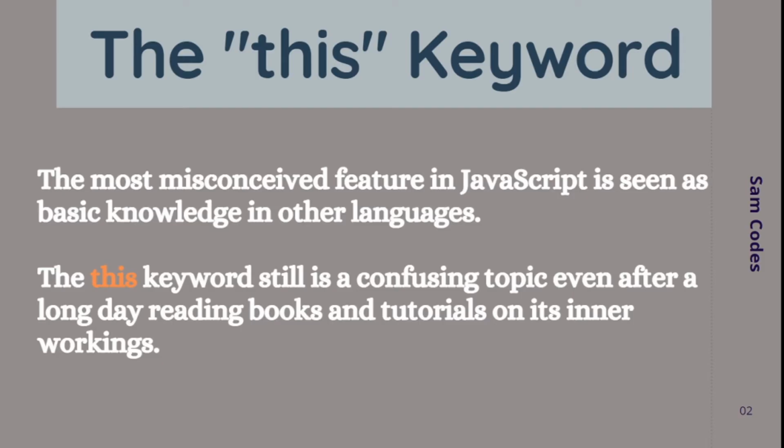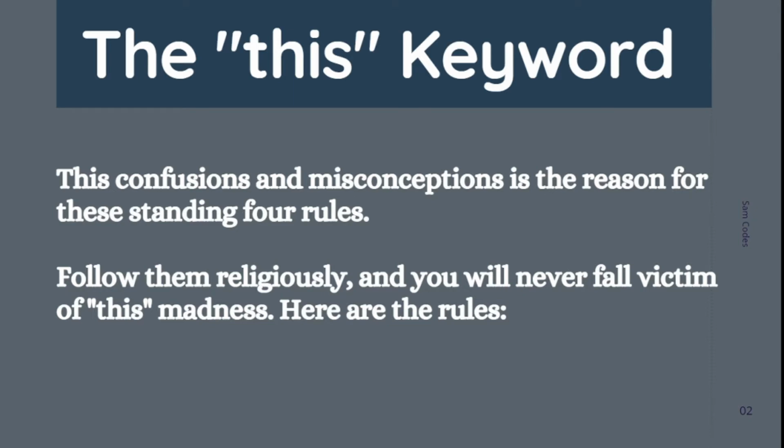The this keyword. The most misconceived feature in JavaScript is seen as basic knowledge in other programming languages. The this keyword still is a confusing topic. Even after a long day of reading books, people still get confused about its inner workings. This confusion and misconceptions is the reason for these four rules. Follow them religiously and you will never fall victim to this madness.